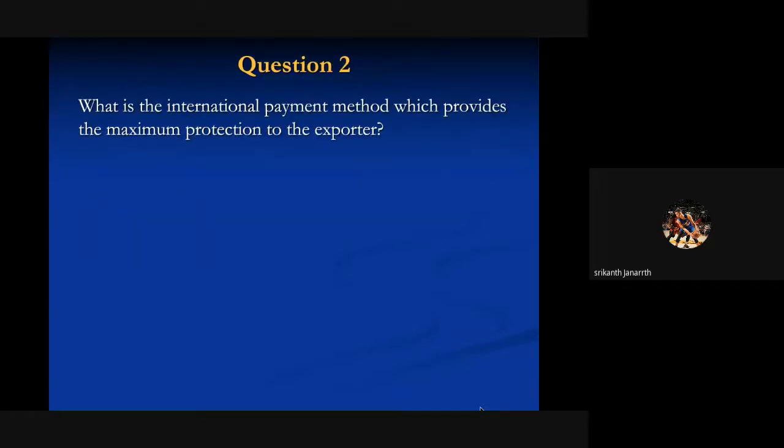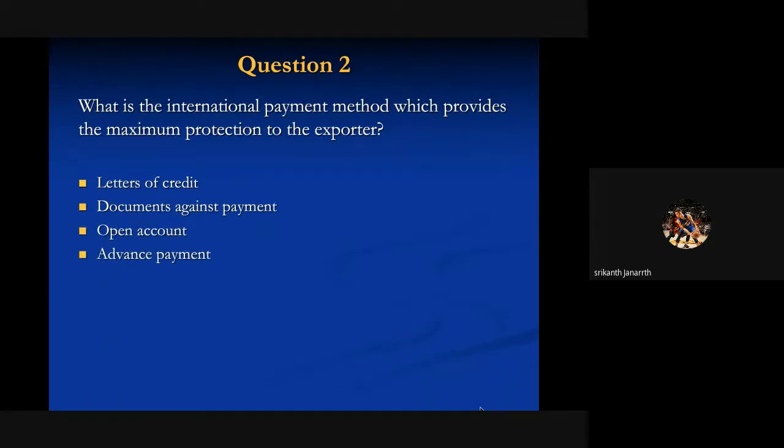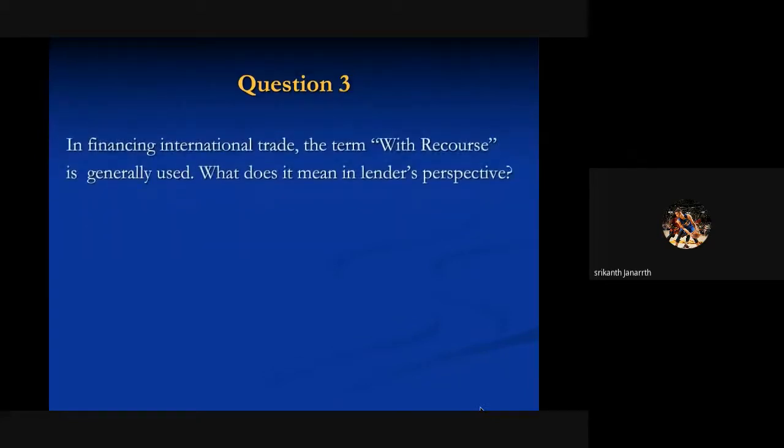What is the international payment method which provides the maximum protection to the exporter? Maximum protection to the exporter. Which one? We learned that today also. Yes, advance payment. Yes, you know that, right? Advance payment. Maximum protection to the exporter is to get the money well in advance, right? Okay, let's see if you all can answer this question.